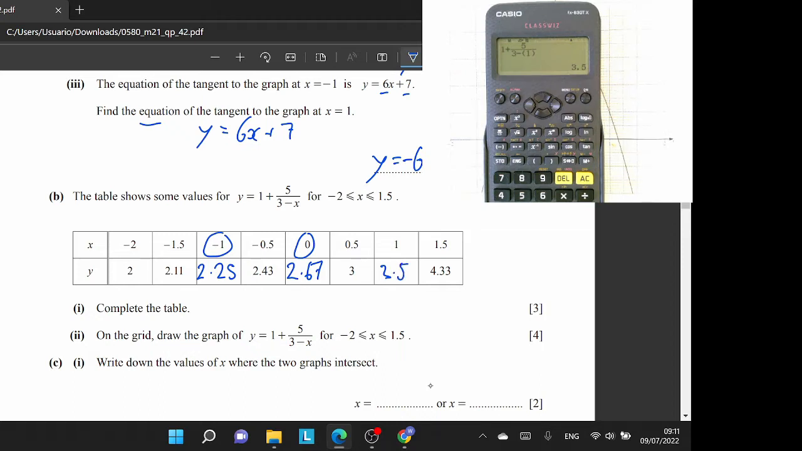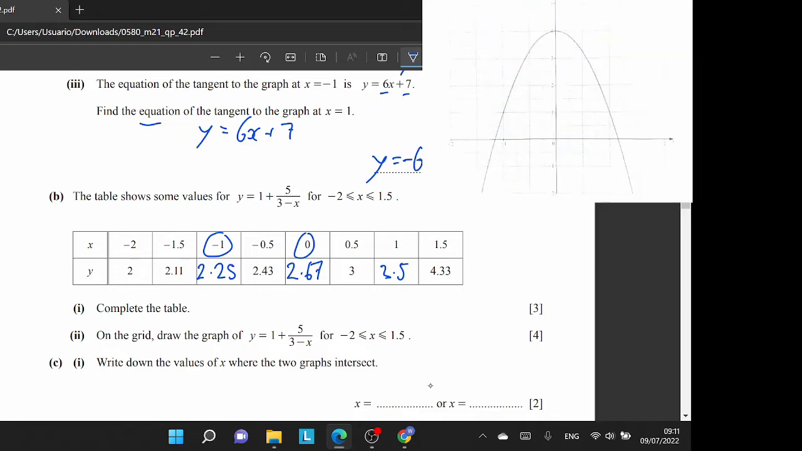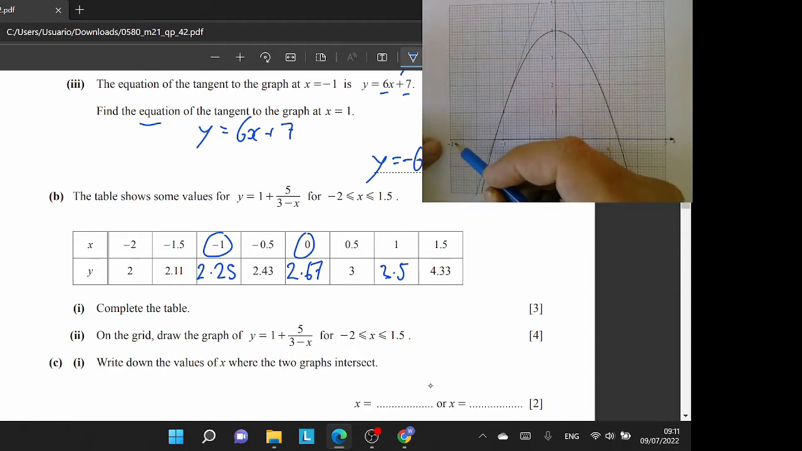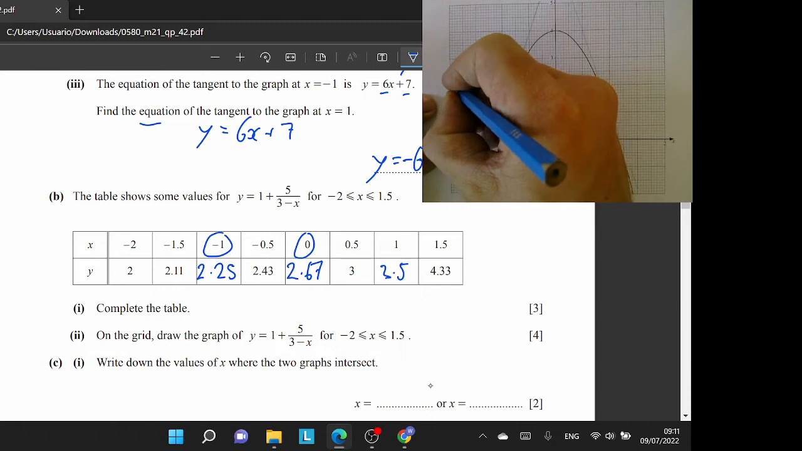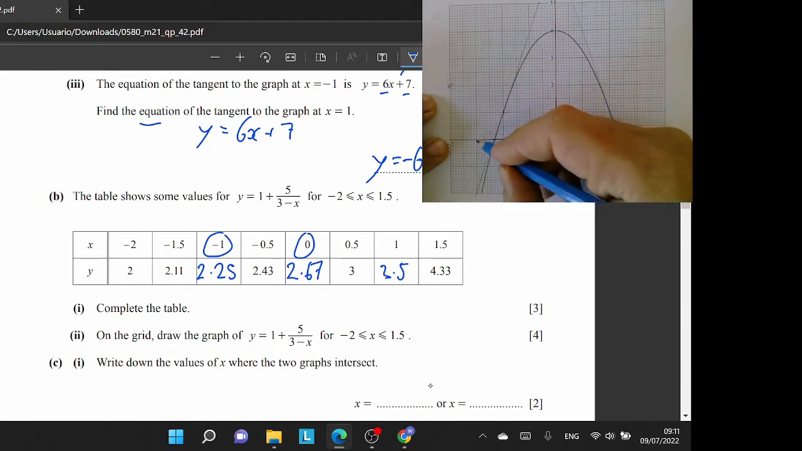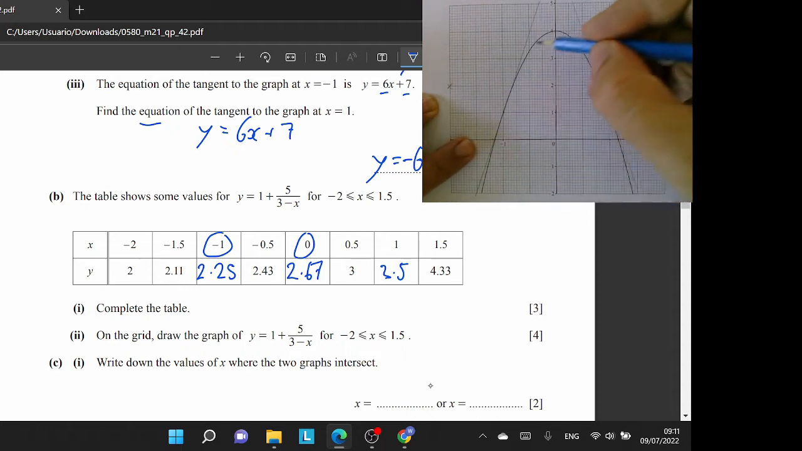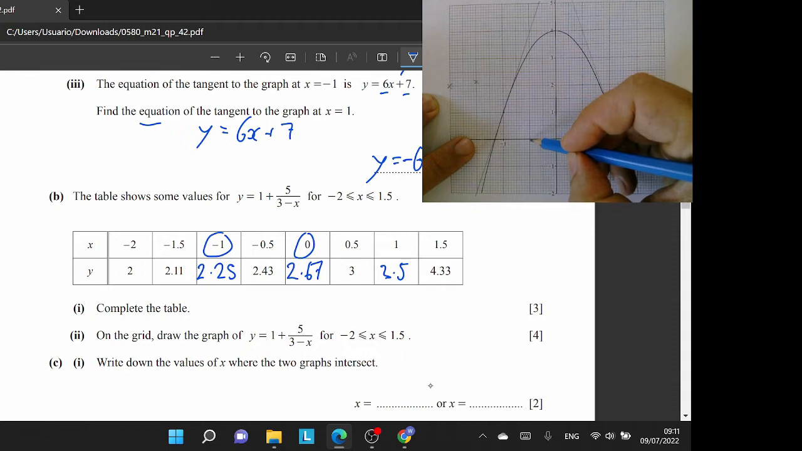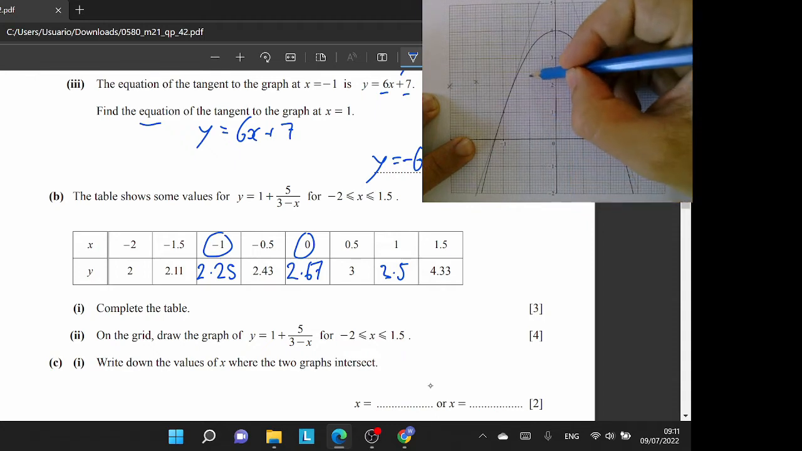Okay, then on the grid, draw the graph. Let's do that. So make sure you plot these points very accurately. Remember, we need to go along the corridor up the stairs. So x minus 2, 2 will be over there. Minus 1.5, 2.1. Each little square is 1. 2. Negative 0.5, 2.43.